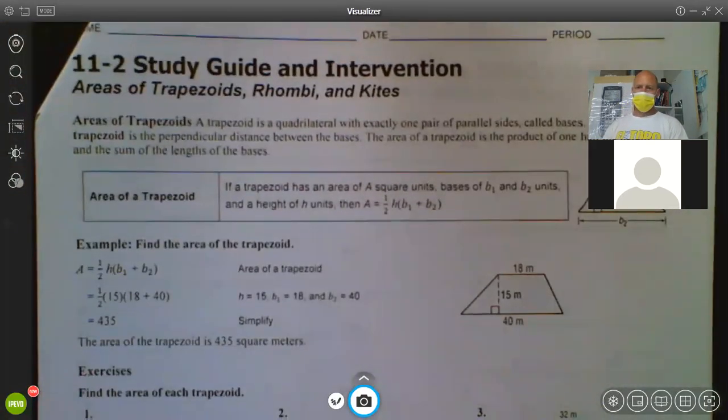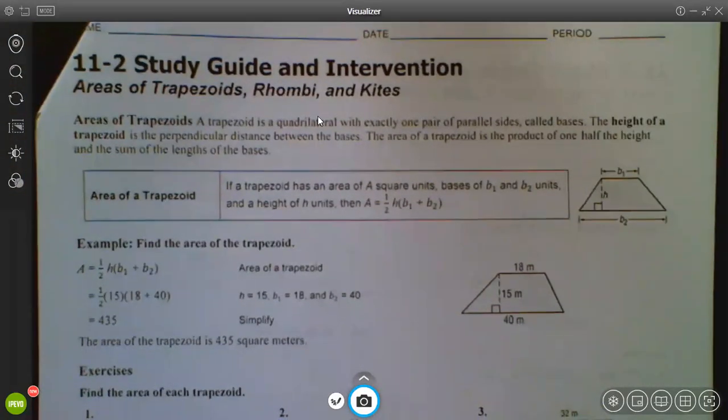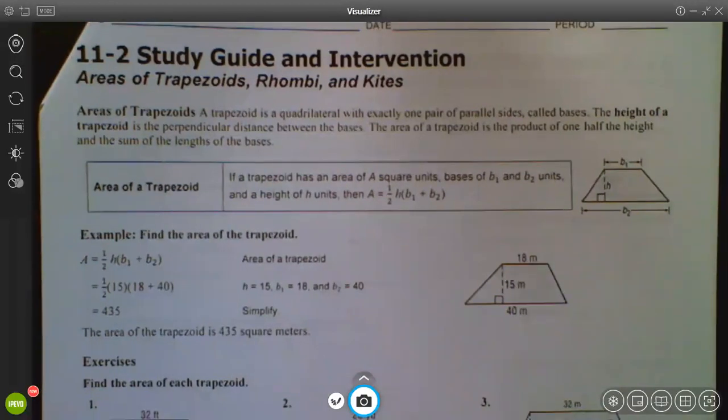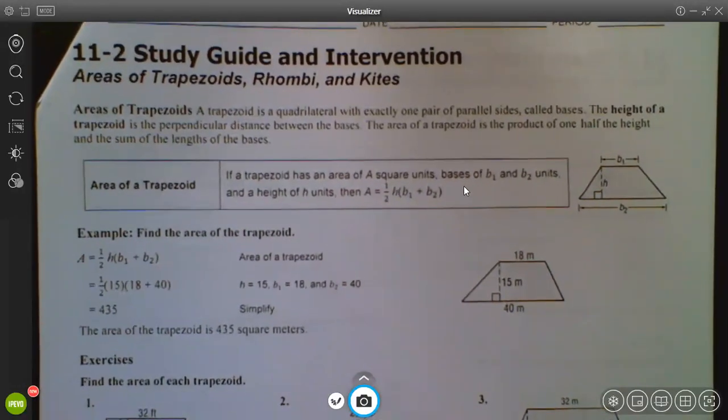Right, so today we are looking at the first half of 11.2, which is trapezoids. We're going to get into a rhombus and a kite next week. So we're just looking at trapezoids today. So here is the one and only formula we're looking at for today. This is the area of a trapezoid. It is 1/2 the height times base 1 plus base 2.